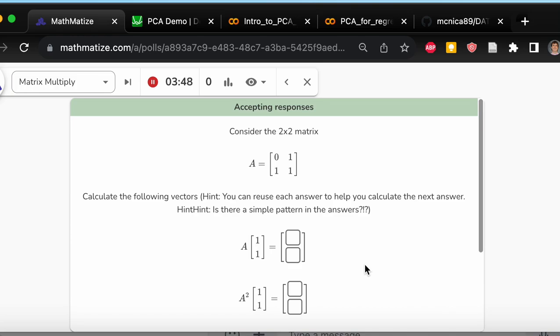About this 2 by 2 matrix A, and then I'm asking you to compute A applied to these vectors. So it's very much like a linear algebra problem. So let me tell you why we're doing linear algebra.